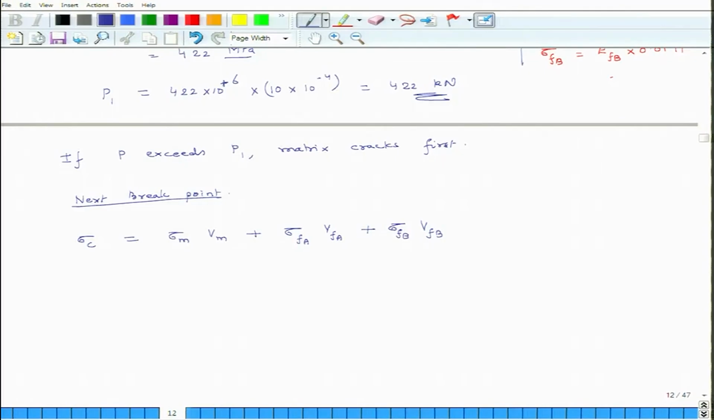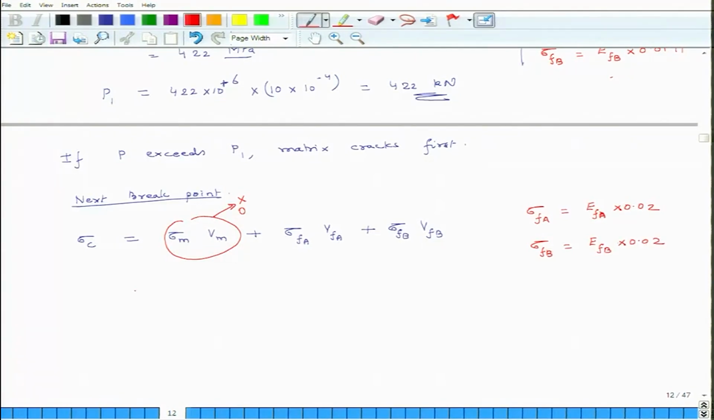But the matrix has already broken. If the matrix is broken, this thing will be 0. We cannot use this term. Okay. So, this will be 0 because matrix does not exist. It takes no load, and sigma F A. So, the next breaking will happen at 2%, right. At 2%, what will be the stress in sigma F A? E F A times 0.02, and stress in B will be E F B times 0.02.